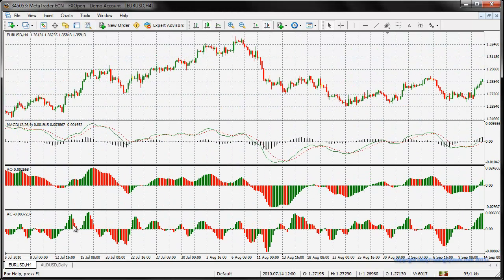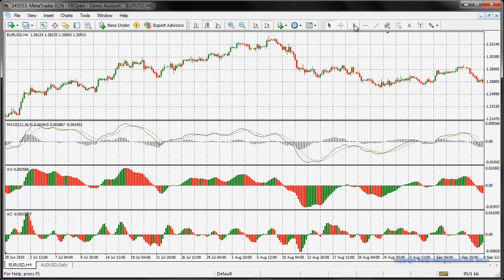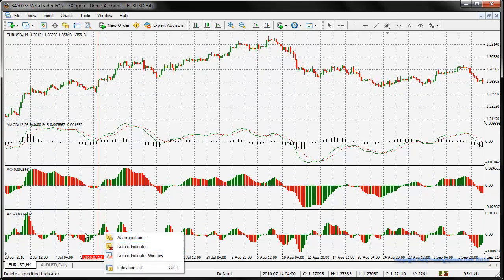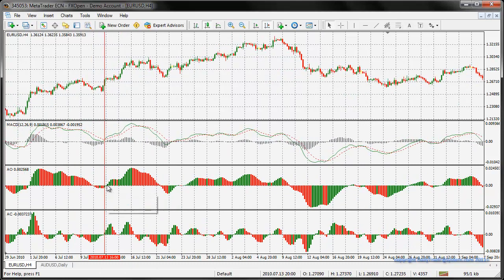So this would probably work out a little bit better for those people that don't really want to see all this sporadic nature with the accelerator oscillator and prefer to use the awesome oscillator instead. Here is an area where it breaks and crosses. We can take this off now, but you can see where it crosses shortly afterwards, so we could have been a little bit lenient within that one bar. That's completely up to you.